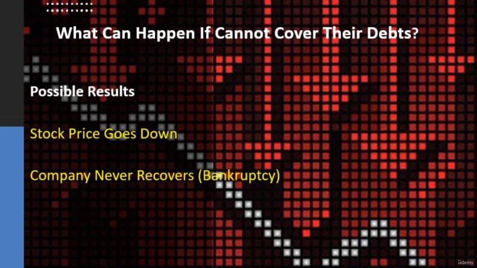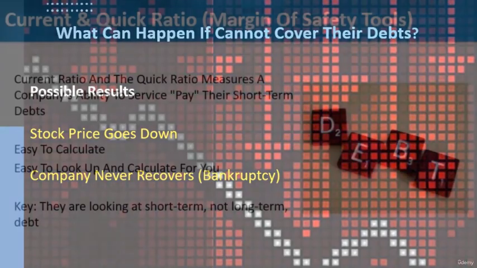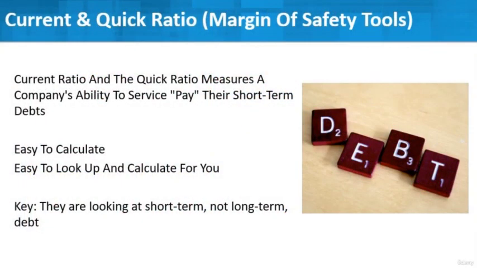So being able to cover your short-term debts is really important. It's important for us to be able to measure that. And the measures that we would use for that are called the current and quick ratios. I'm going to show you how they work here, but the current and quick ratios measure a company's ability to service, or in effect pay, their short-term debts. So it's looking at short-term debts and their ability to pay them.